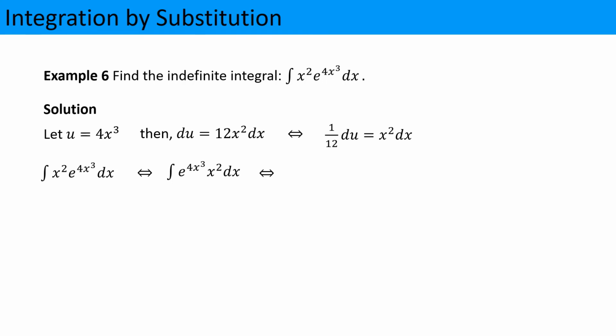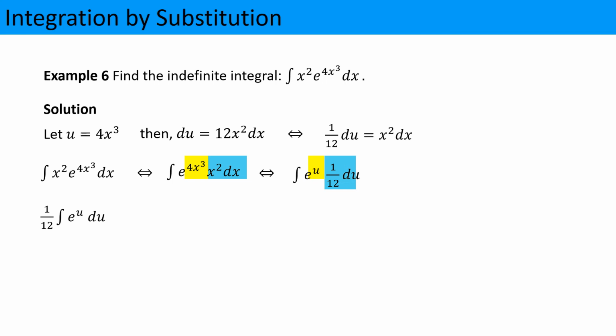What do I mean by that? Well, where I had e to the power of 4x cubed, I'll replace the 4x cubed with u. And where we had x squared dx, I'll replace that with 1/12 du. So now everything is in terms of u. I'll go ahead and rewrite that by putting the 1/12 on the outside of the integral sign. It's a constant. It just comes along for the ride.